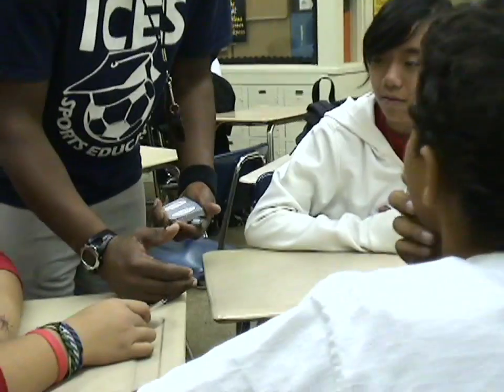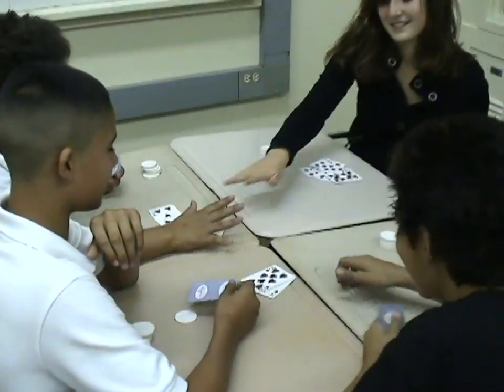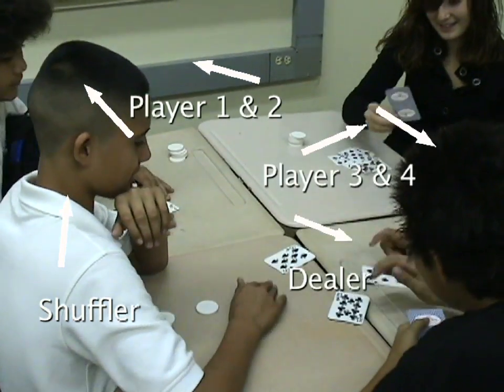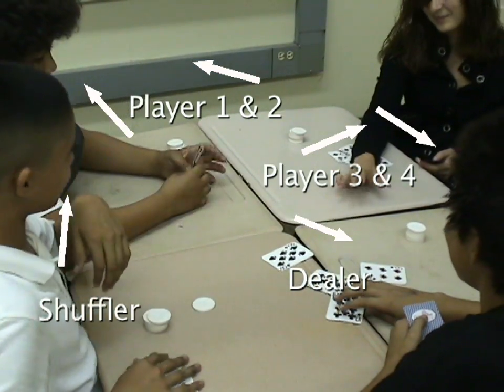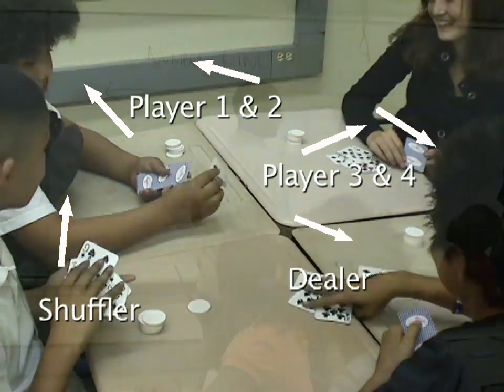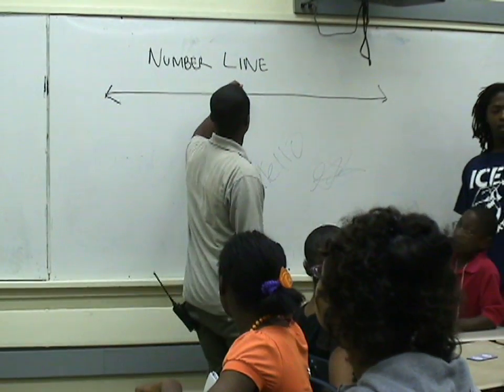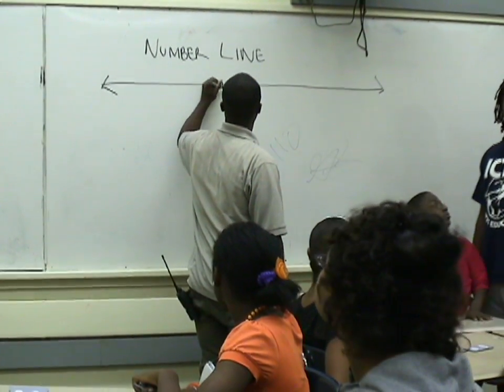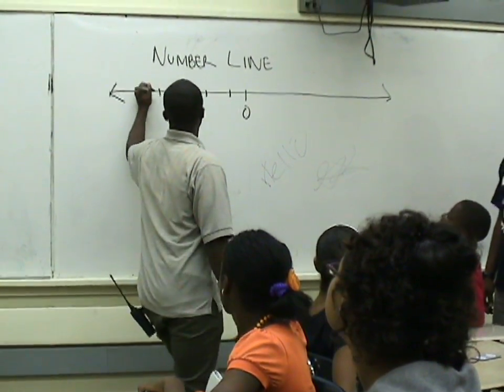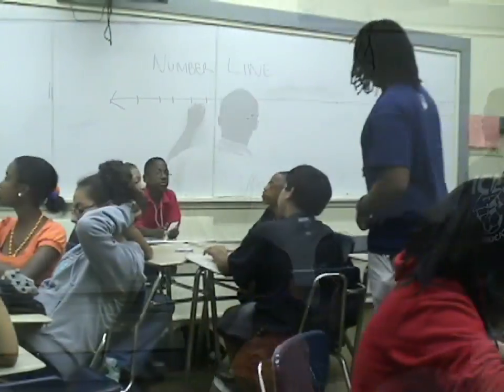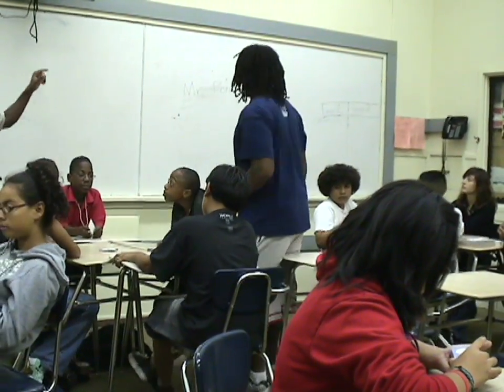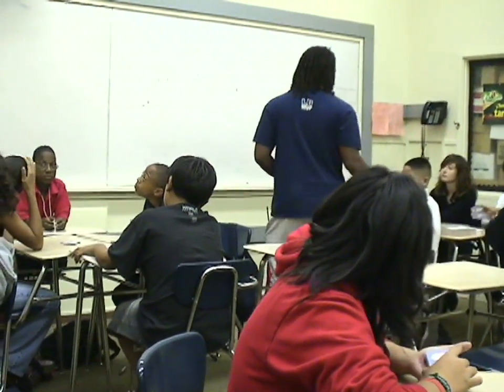The objective of Integer Wars is to teach the difference between positive and negative numbers to the students. The roles of the students are, there will be a dealer/shuffler, and then 4 other players. First, you begin by putting a number line on the board, starting from -10, going up to +10. Next, you separate your class into even groups. Before distributing decks of cards to the groups, make sure you remove all face cards.